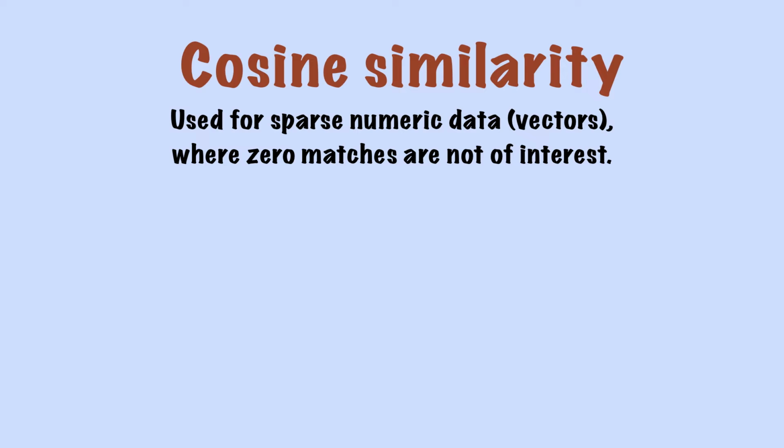Cosine similarity is used in sparse numeric data, where zero matches are not of interest. Sparse vectors mean vectors with a lot of zeros. You might ask, when are zero matches not interesting? The most popular example is document comparison. We measure how similar two documents are by counting the words within a document and find a way to compare the common words of two documents.